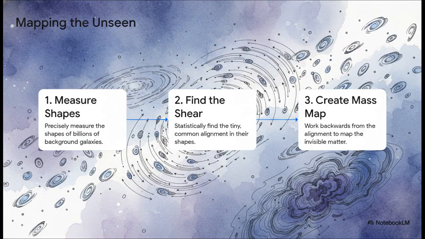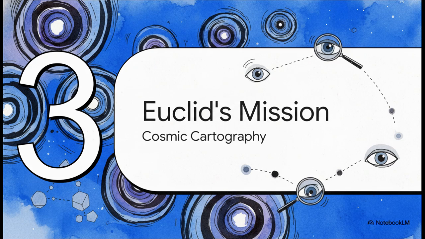So the whole game plan boils down to 3 steps. First, you have to measure the shapes of billions of galaxies with incredible precision. Then, you use some heavy-duty statistics to find that tiny shared alignment. We call it the shear. And finally, you can work backwards from that pattern to draw a map of all the invisible mass that must be causing it. And this whole enormous, ambitious project, well, this is exactly what the Euclid Space Telescope was designed and built to do. It's the perfect cosmic cartographer for this job.